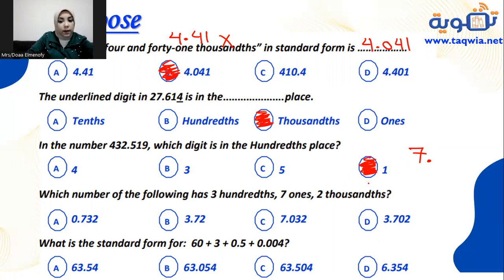Is there any tens? No, there is no tens. So I will put 0 and I have 300s. I'm going to write 3 and 2000. So it's a 2. So 7.032. This is 1.